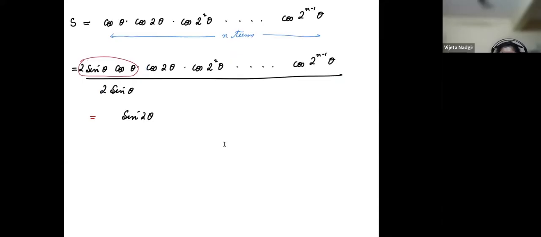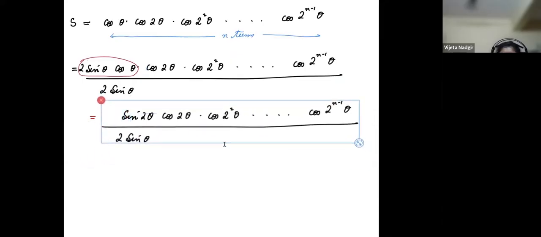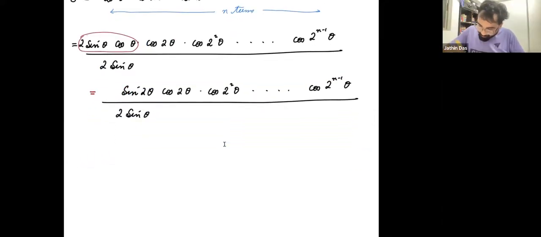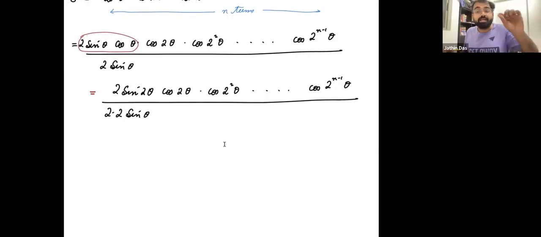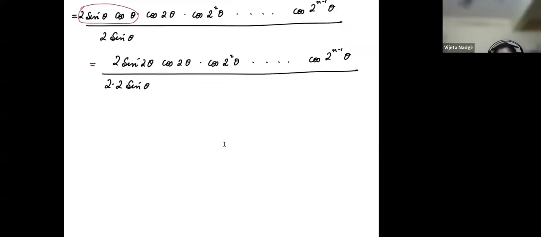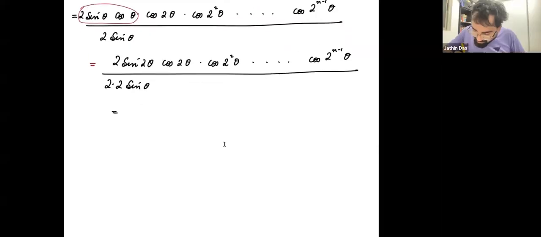Correct? So again 2 divided by 2. So again what you will do? Sin 4 theta. Again I'll multiply by 2. And then only 2 I have to multiply. At the beginning I had to multiply by a sine, the sine of the smallest angle. After that I didn't have to multiply by sine. So now again this will come as sine 2 raised to 2 square, cos square 2 theta and so on.